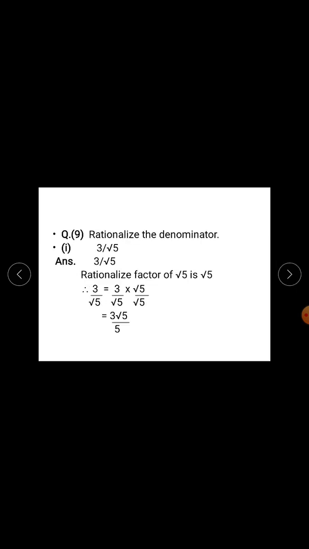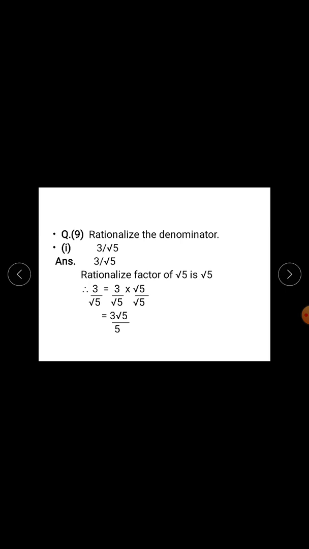Now students, cancel root 25 and root 25 from numerator and denominator. So equal to root 5 upon root 2, which means root of 5 upon 2. Students, third and fourth sub questions are homework.